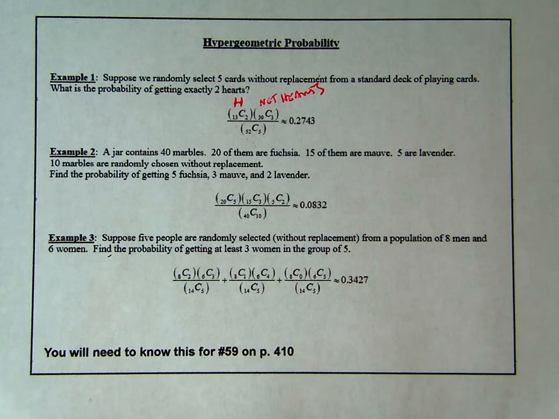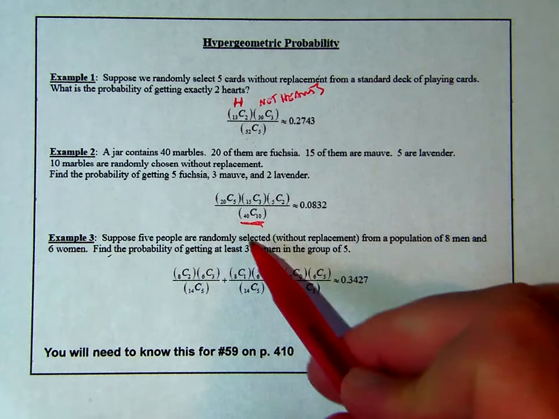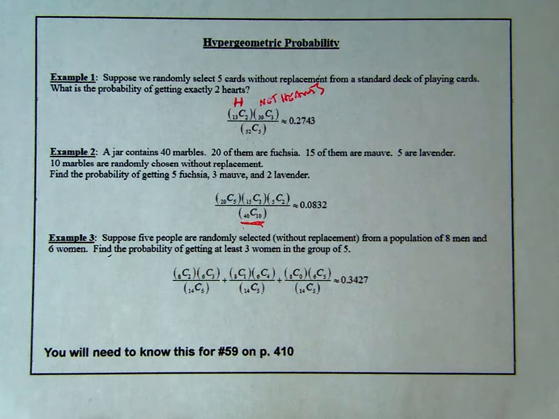Okay, second example. A jar contains 40 marbles. 20 of them are fuchsia, 15 mauve, 5 lavender. 10 marbles are randomly chosen without replacement. Find a probability of getting 5 fuchsia, 3 mauve, 2 lavender. So the big picture here is from 40 marbles, we're choosing 10. So the bottom of the fraction, all the different ways that can occur. From a group of 40, we're picking 10, and we're doing it where the order doesn't matter. What order we pick them doesn't matter. Same as up top. I didn't specify that, but I should have.